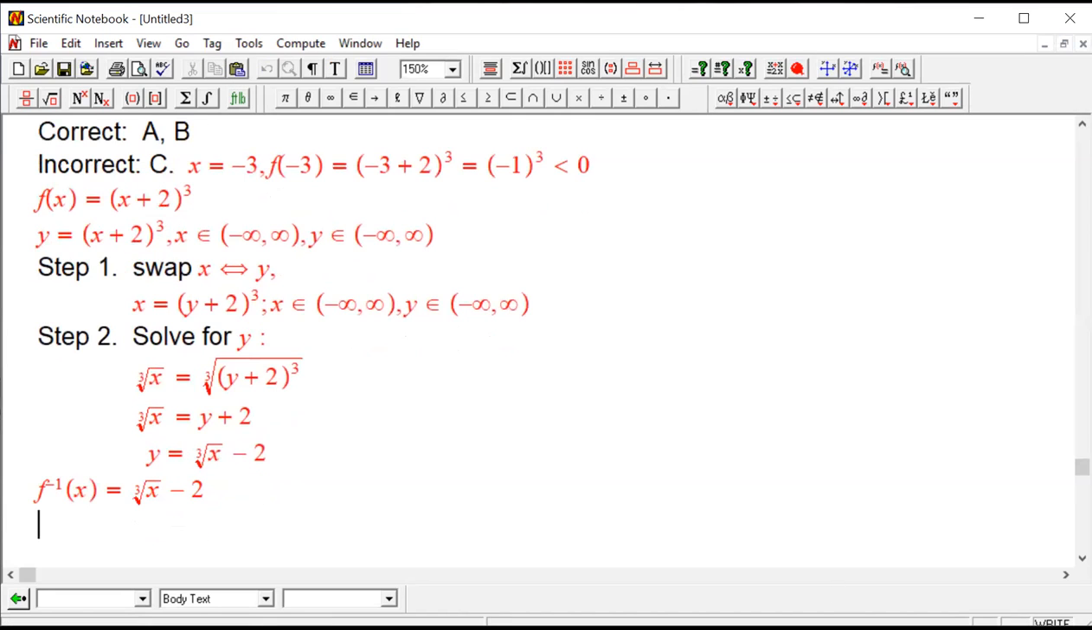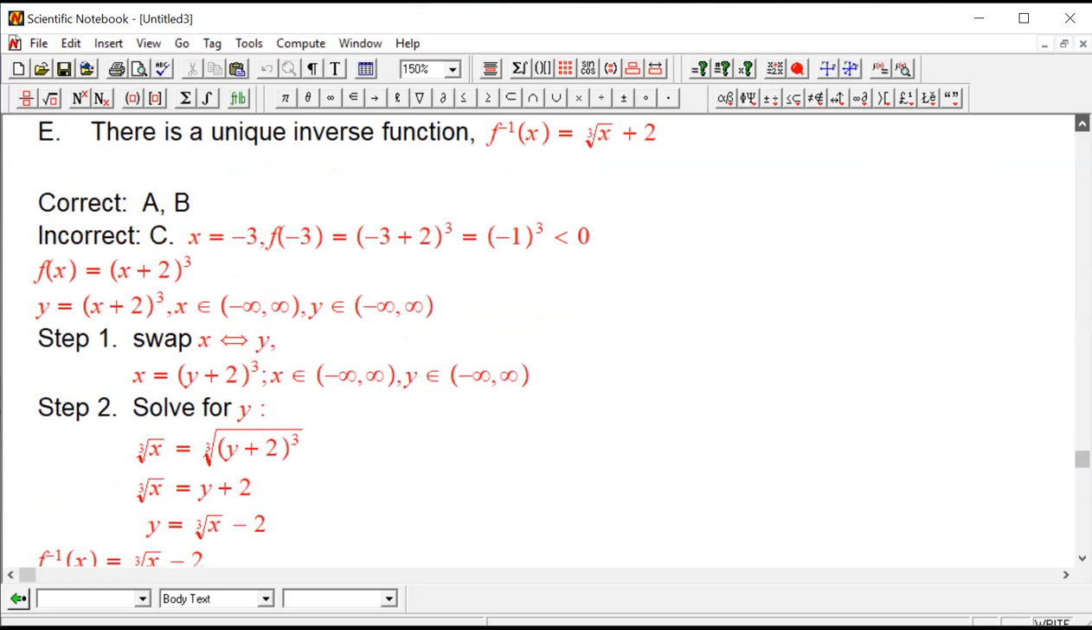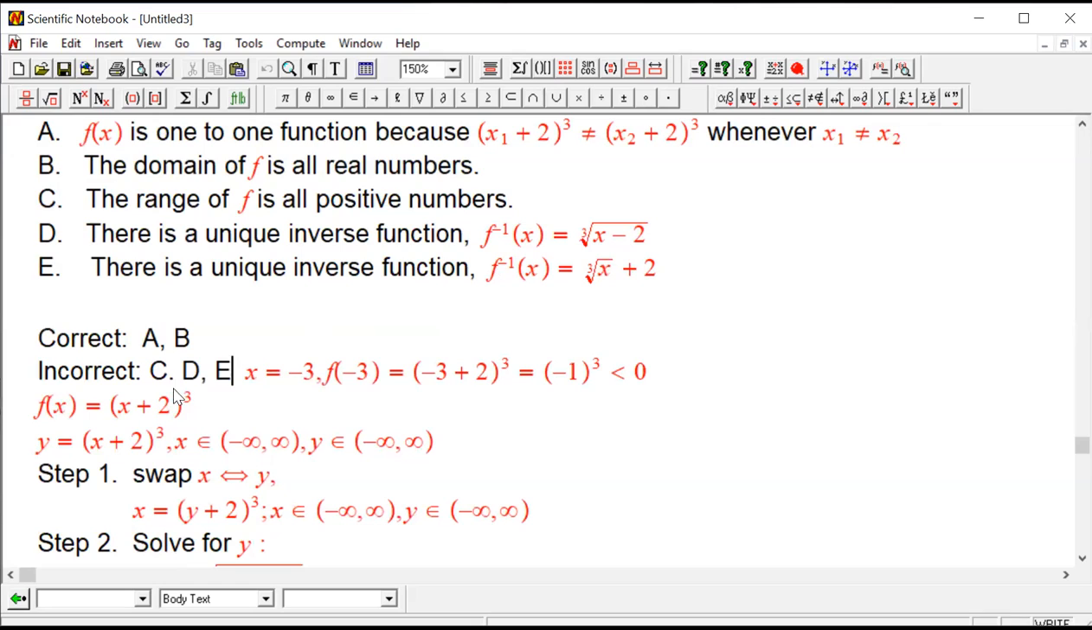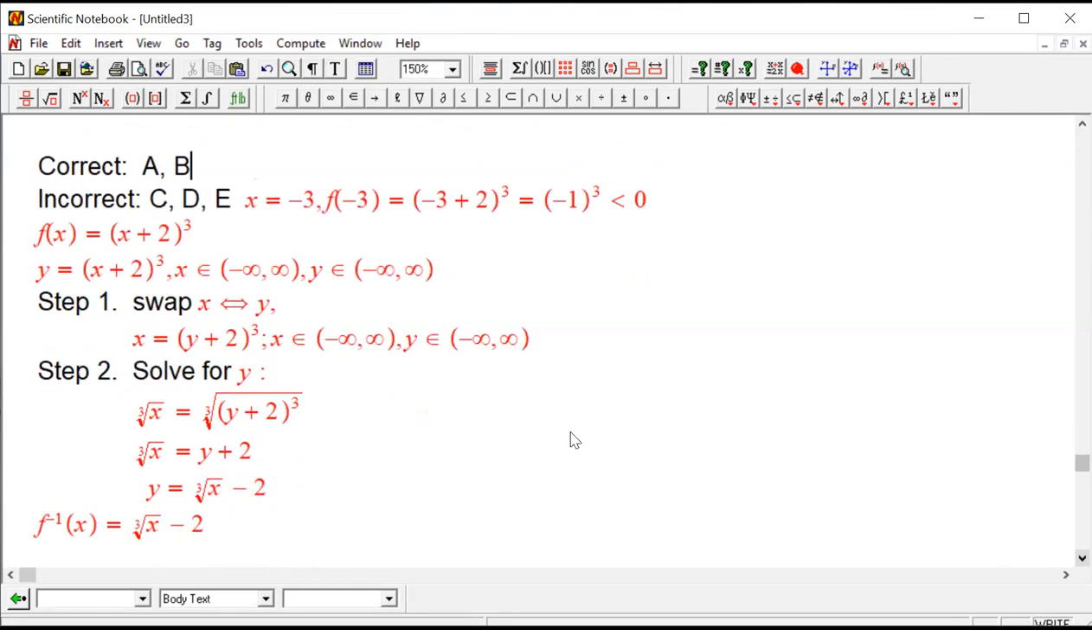Your homework question is being asked on the quiz. So what is the right answer? D and E are incorrect. So the final correct answer is A and B. Okay, so that concludes quiz number 5.